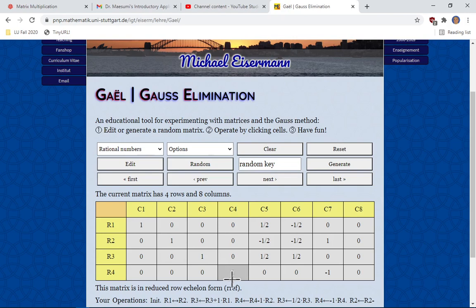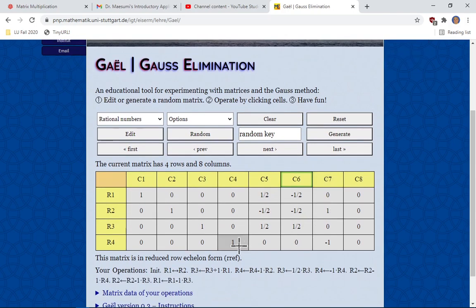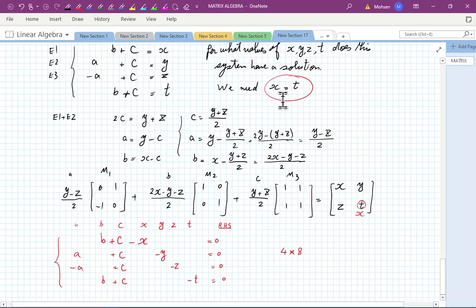ones on the diagonal. Now the last equation reads like what? If you remember, this is A, B, C, then X, Y, Z, and T. This becomes T. So the last equation here reads X minus T has to be equal to 0 for our equation to be consistent. X minus T has to be equal to 0. What does that mean? It means X has to be equal to T. That is exactly what we discovered here, that X has to be equal to T.